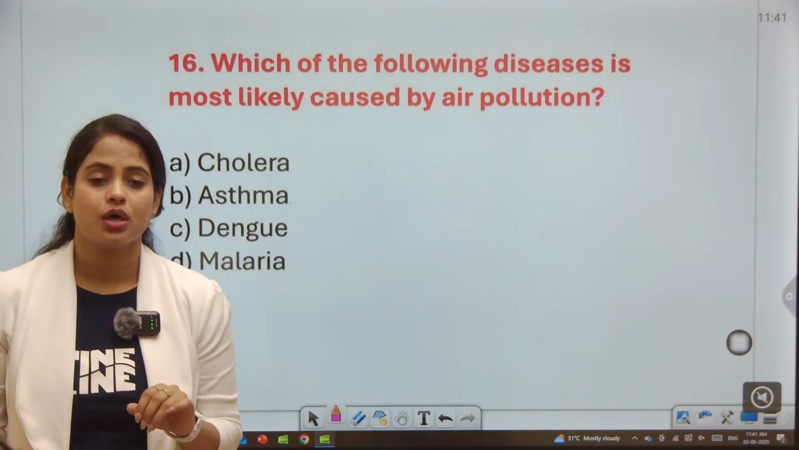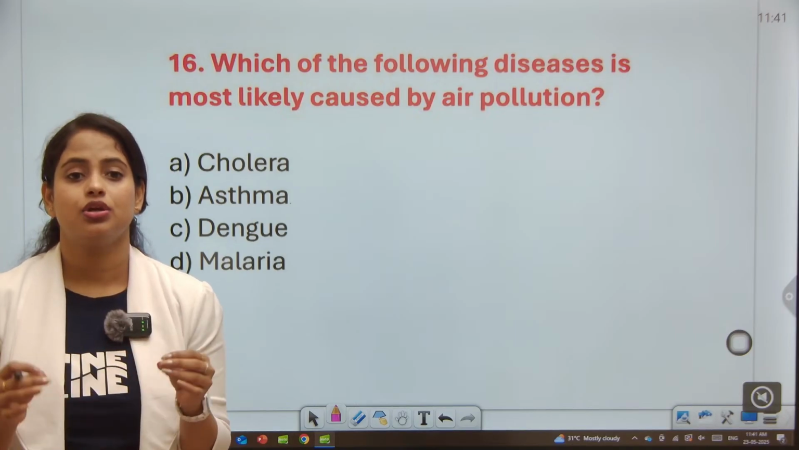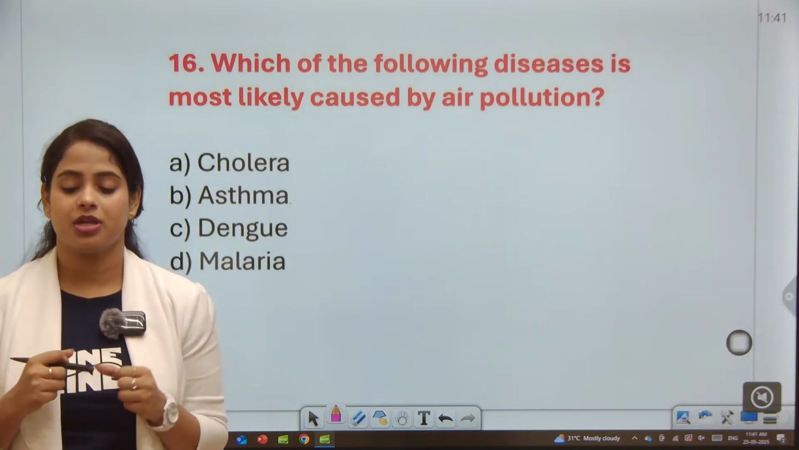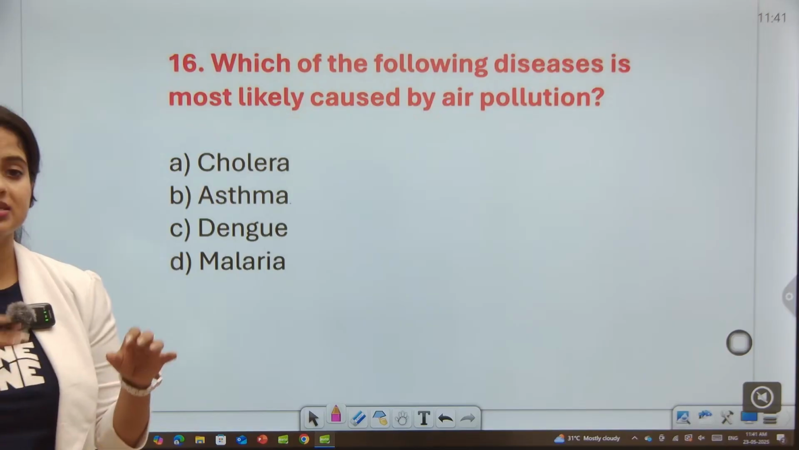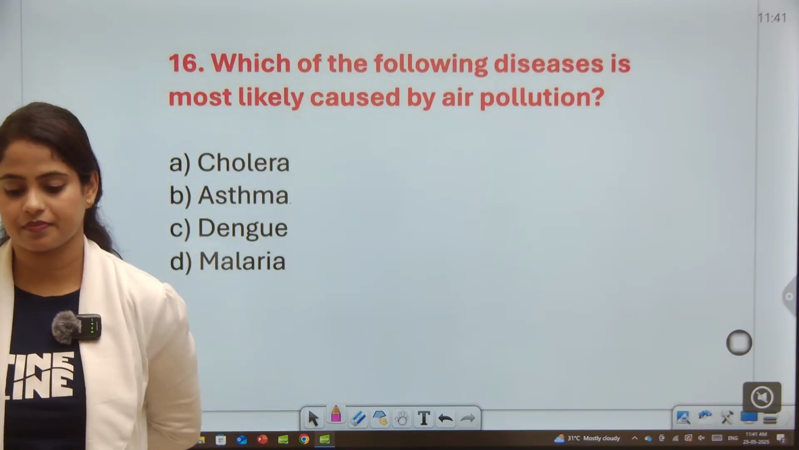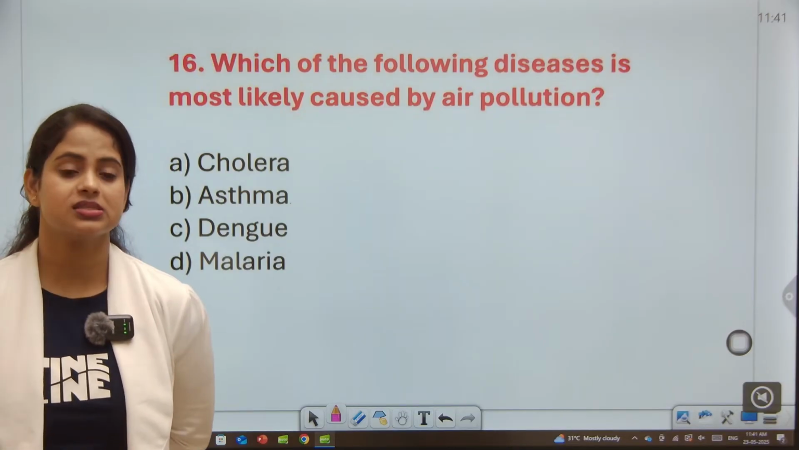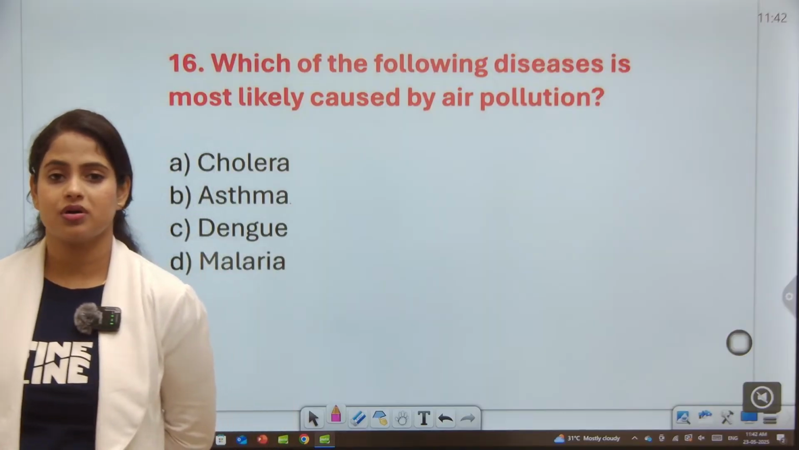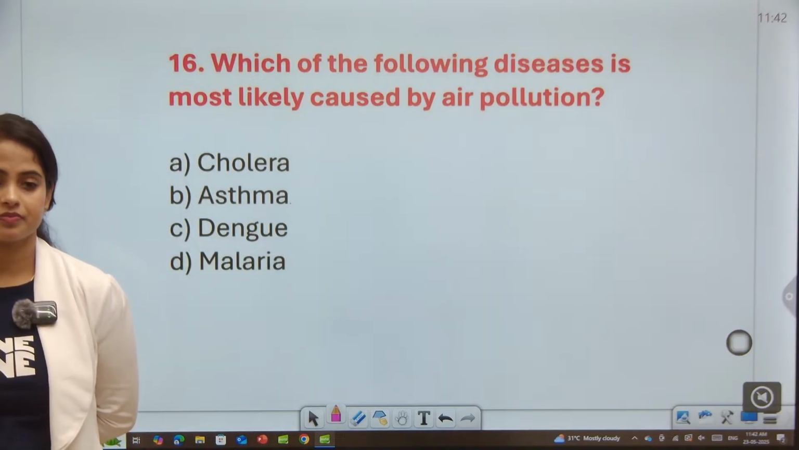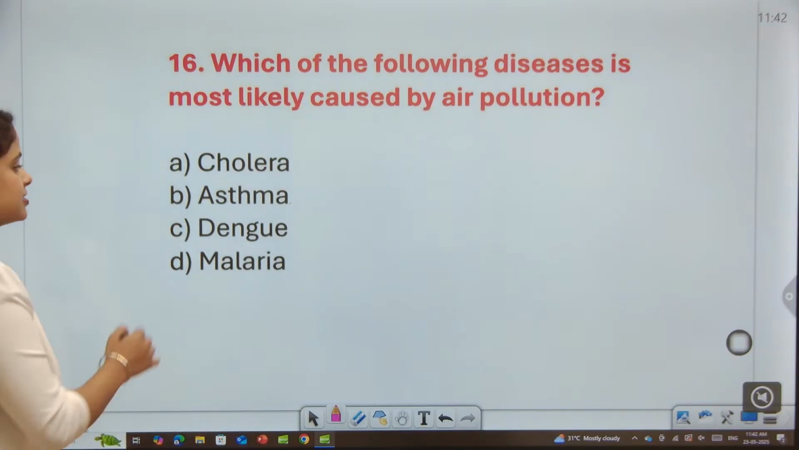Next, which of the following diseases is most likely caused by air pollution? That is the cholera, that is asthma, that is dengue or malaria. What will be the right answer? Which of the following diseases is most likely caused by air pollution? What will be the right answer? This is asthma.